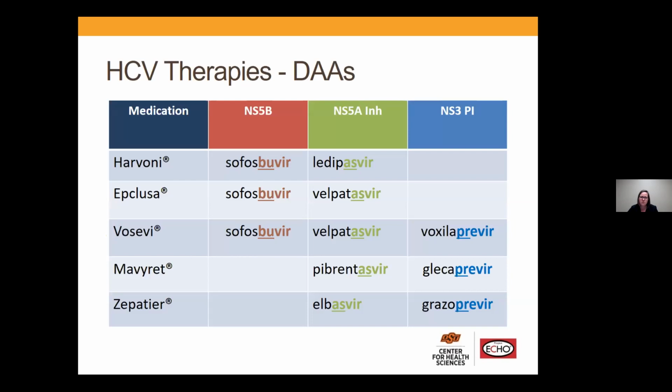And I just wanted to show the different components to help break it up for you. So Harvoni is an NS5B and an NS5A inhibitor. Epclusa is also an NS5B, but it has a different NS5A inhibitor. And then Vosevi, as you can see here, is basically Epclusa plus a third class, which is the NS3 protease inhibitor. And then Mavyret and Zepatier are both in the same category of an NS5A plus a protease inhibitor.